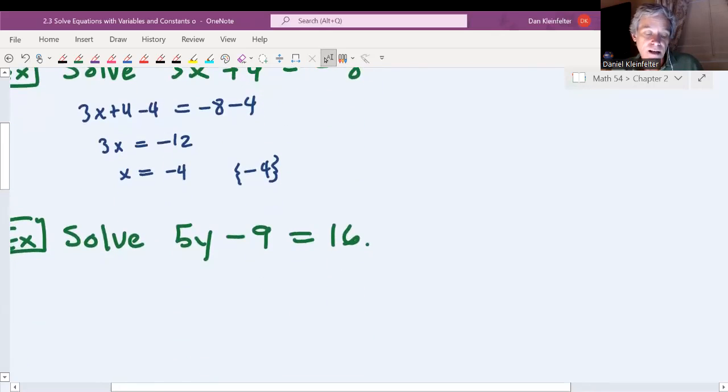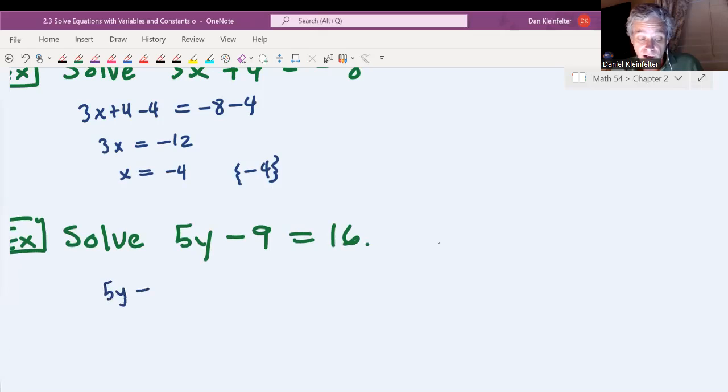Okay, let's try that again. So here, I was thinking of a number, I multiplied by 5, I took away 9 and got 16. So if you're thinking along, you might think, okay, well, if the last thing that I did was subtract 9 to get 16, then probably we should add 9 on both sides. That will give us 5y is 25, so that y is 5. Our solution is 5.